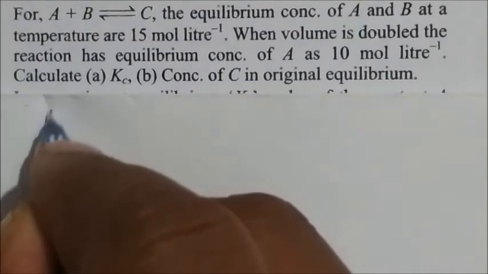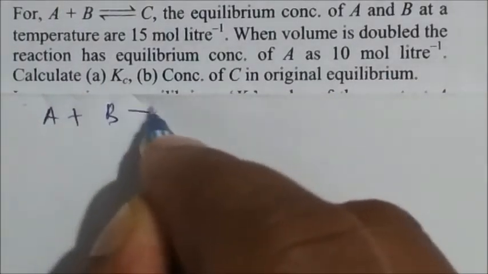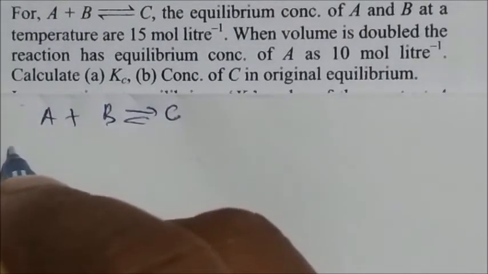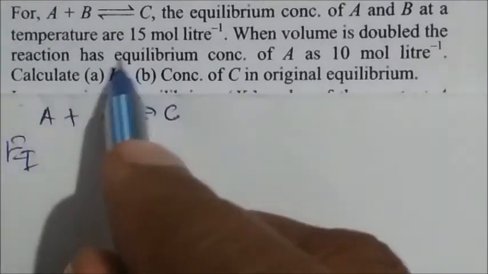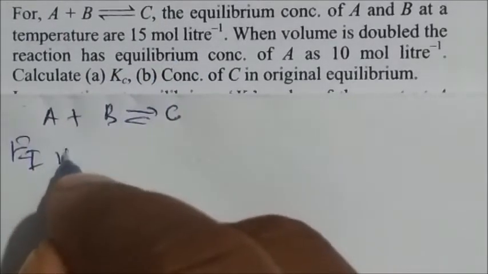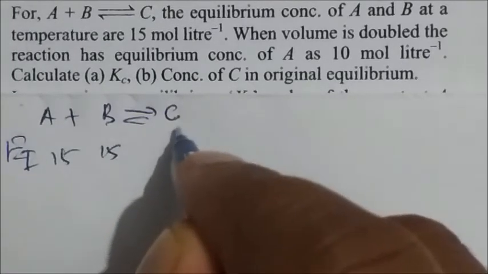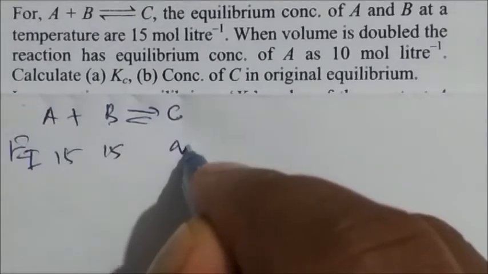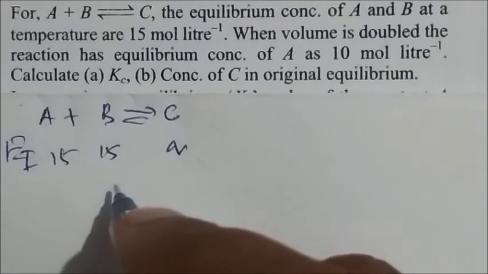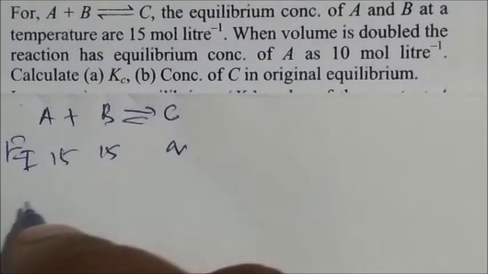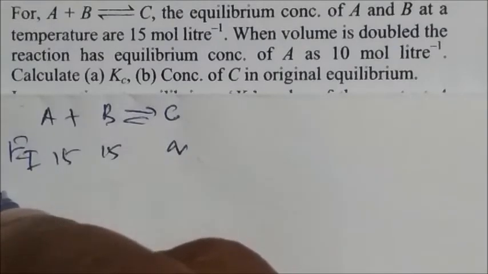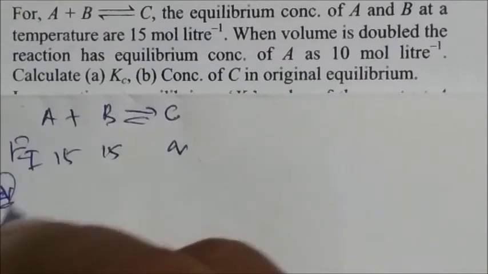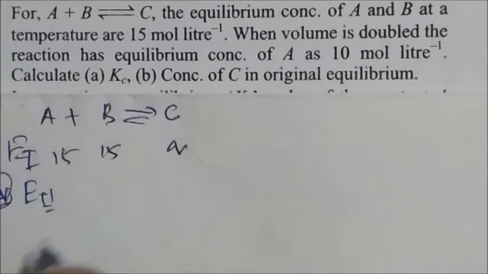So A plus B is giving you C, and at equilibrium, meaning the first equilibrium, the concentration is given as 15 mole per liter. So right here 15 mole, this 15 mole, and this concentration, something will be there. So let us write A mole per liter. Now when you double the volume, the volume is 2 times. In that case, we have the second equilibrium concentration.